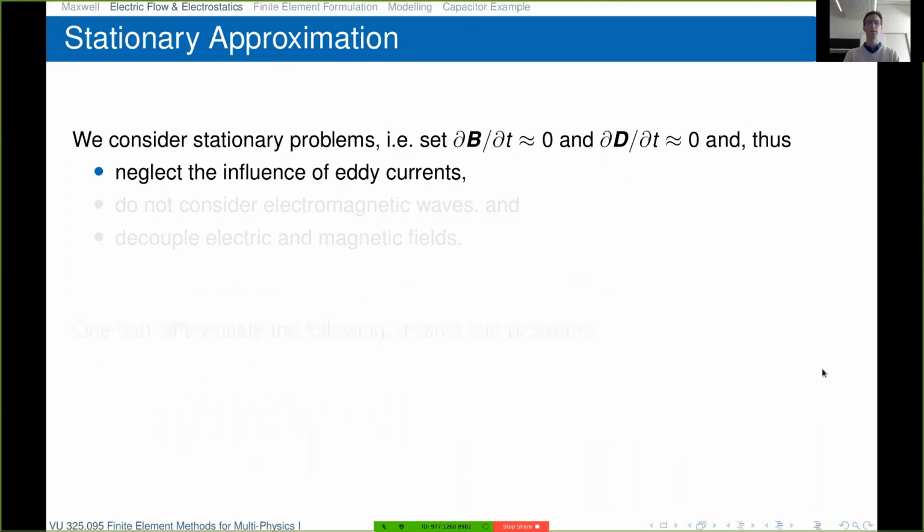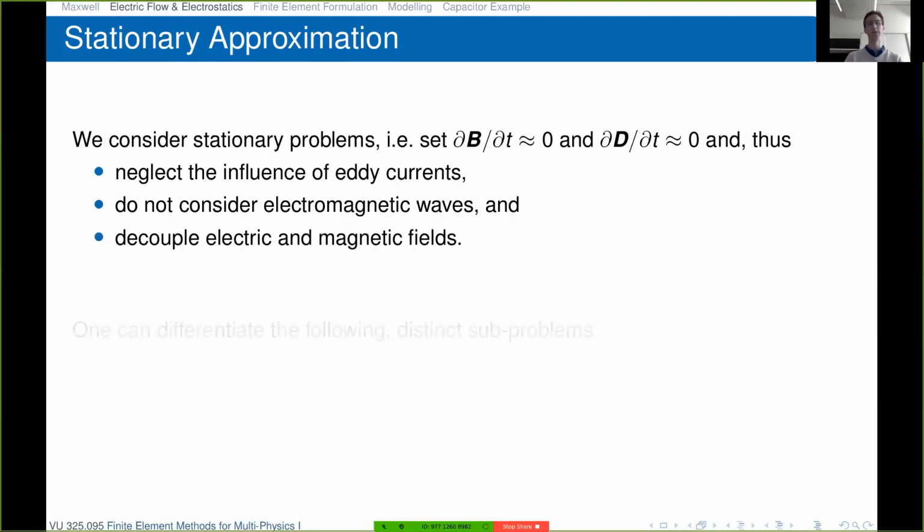So let's simplify our Maxwell's equations for the steady state or stationary case. If we consider time-independent problems, we simply set our time derivatives to 0. And thereby, we first neglect the influence of eddy currents. And of course, we can't consider electromagnetic waves. What also happens by this simplification is that we can actually decouple the electric and magnetic fields.